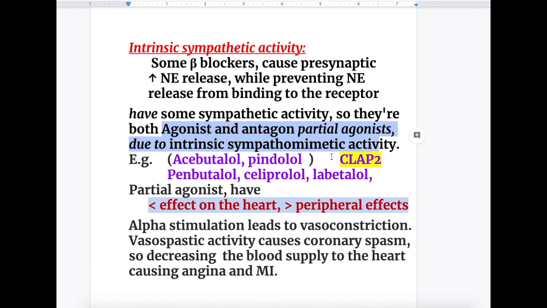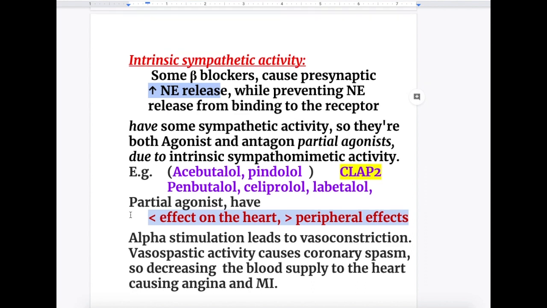The mnemonic is CLAP2: C for celiprolol, L for labetalol, A for acebutolol, and 2Ps for pindolol and penbutolol. So these are the beta blockers with intrinsic sympathetic activity, which increase noradrenaline or norepinephrine release at the presynaptic membrane. These partial agonists have less effect on the heart and more peripheral effects. They cause vasoconstriction.